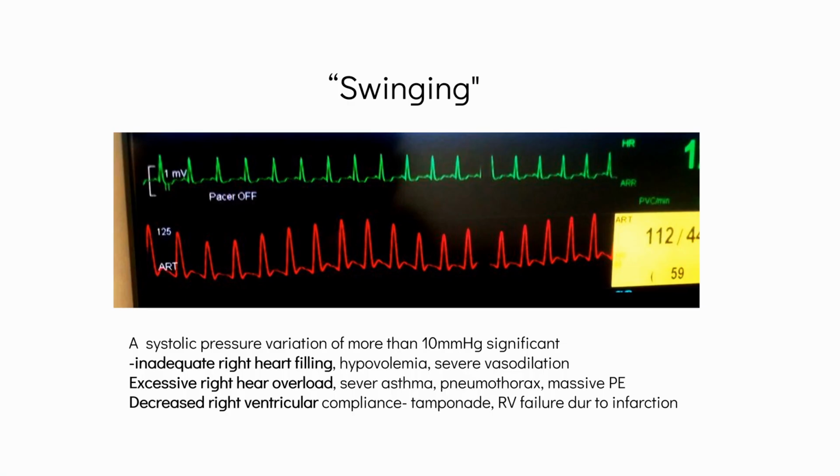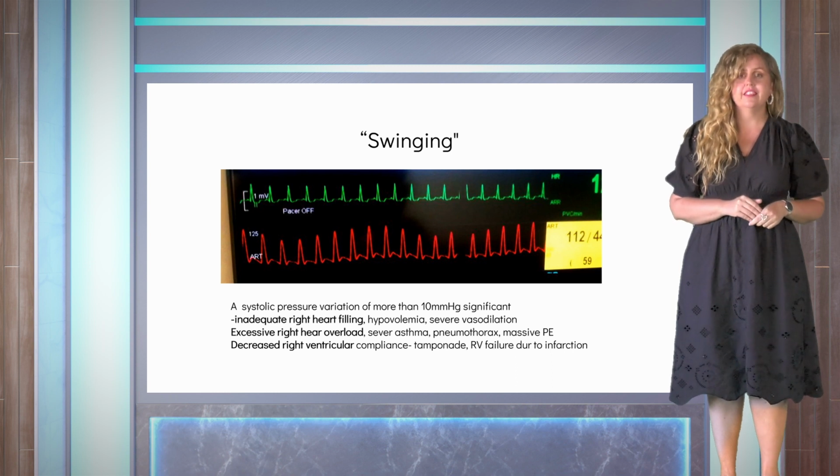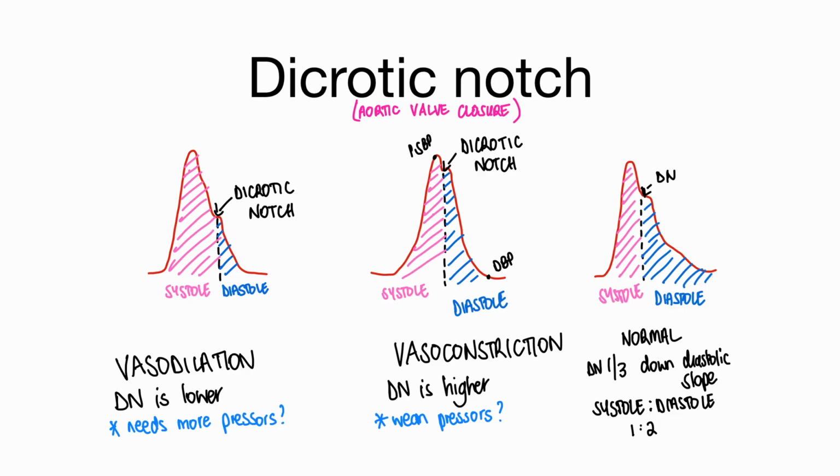Other things that it could be is excessive right heart overload, severe asthma, pneumothorax, massive pulmonary embolism. All things that decrease the right ventricular compliance. Tamponade, right ventricular failure due to infarction could also be one, but most commonly it's hypovolemia and severe vasodilation.